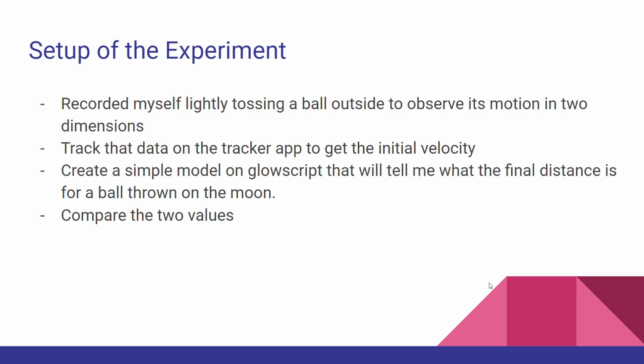Okay, so for the setup of this experiment, I recorded myself lightly tossing a ball outside to observe its motion in 2 dimensions. I tracked that data on the Tracker app to get the initial velocity. I created a simple model in GlowScript that will tell me what the final distance is for the ball thrown on the Moon, and then I compare the two values together.